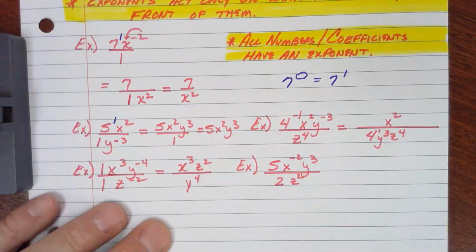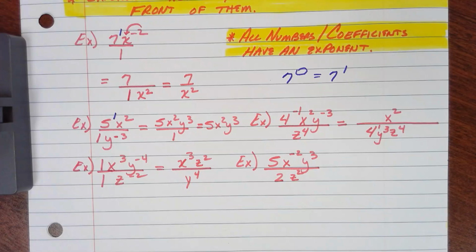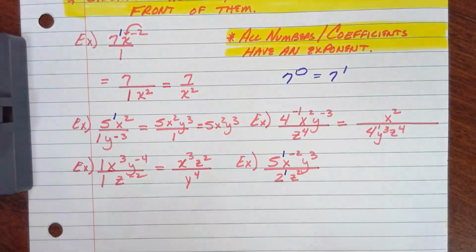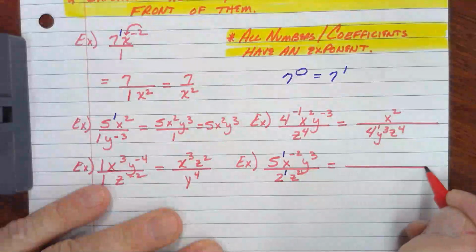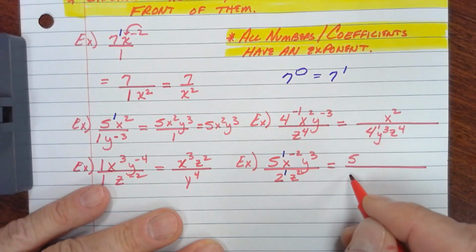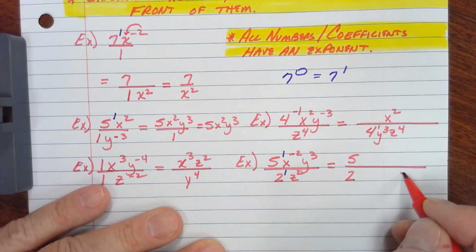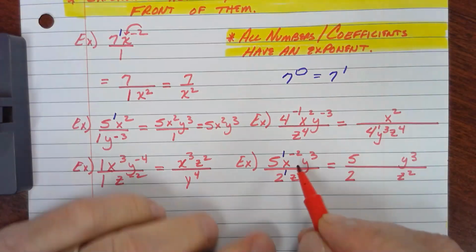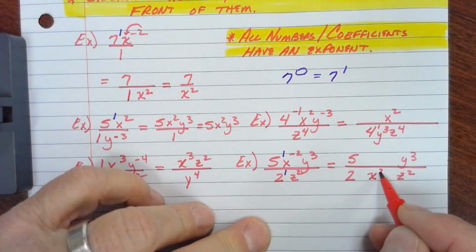Five x to the negative 2, y cubed, over 2z squared. Again, I will encourage you to put these ones in here. Write down the things that are not going to be moving, and then move what needs to be moved. X to the negative 2.